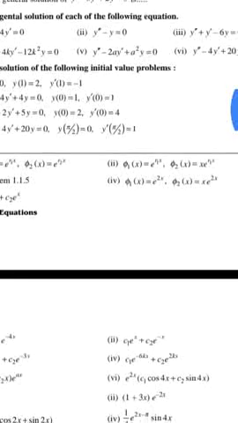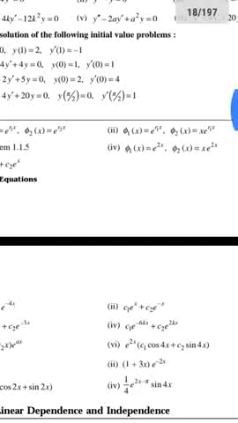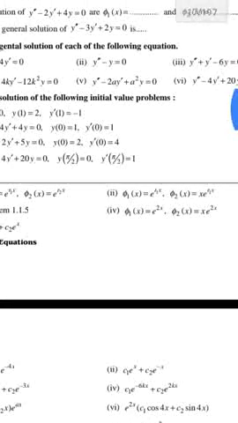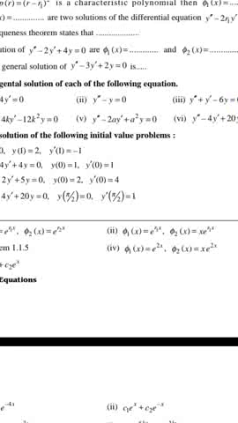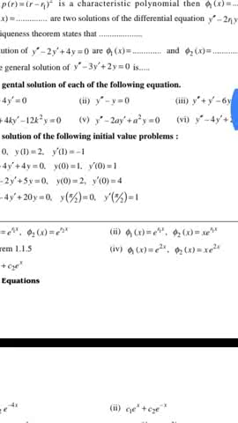Therefore, phi 1 of x is equal to e raised to minus 3x and phi 2 of x is equal to e raised to plus 2x are the two required solutions. Therefore, the general solution is phi of x is equal to c1 e raised to minus 3x plus c2 e raised to plus 2x.